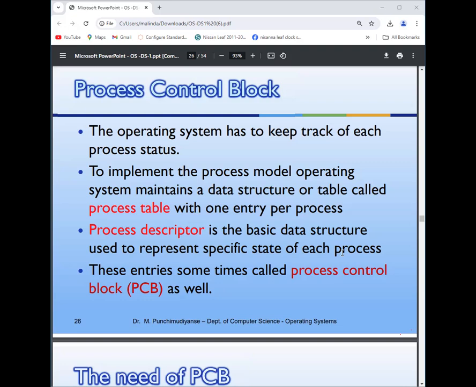Sometimes I have asked this question: give some of the different fields that are there in the process descriptor. Then people have not written anything because they have forgotten that process descriptor is another name for the process control block. We have learned about the process control block, but they have forgotten that the same thing is called the process descriptor as well. So you need to know that there are different names.